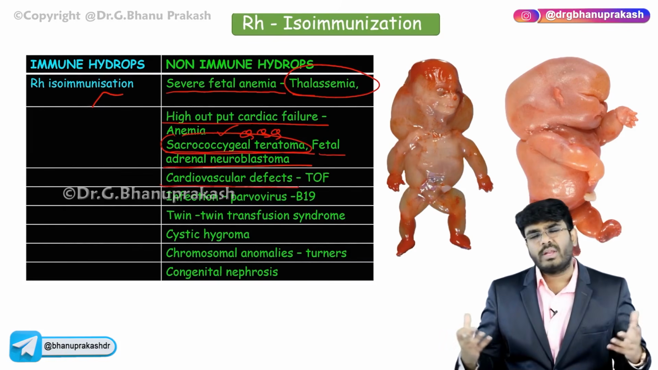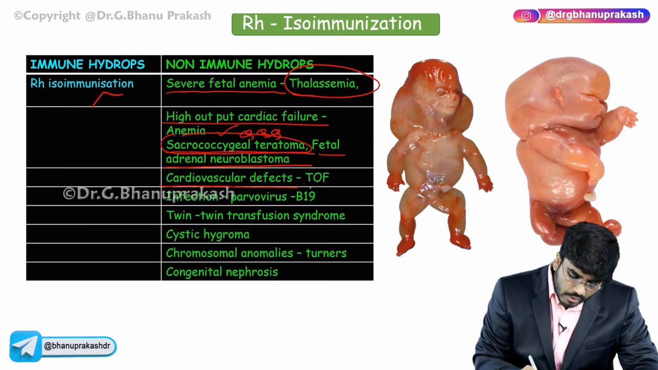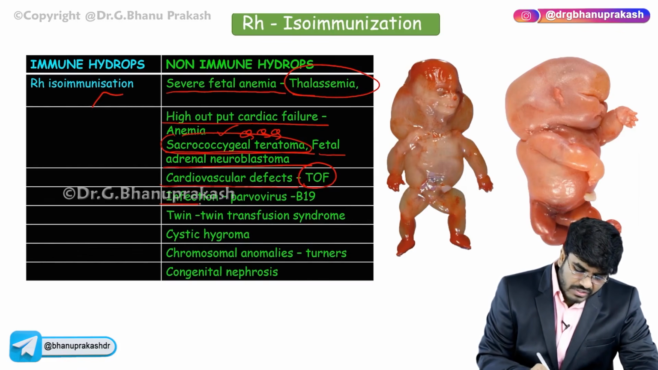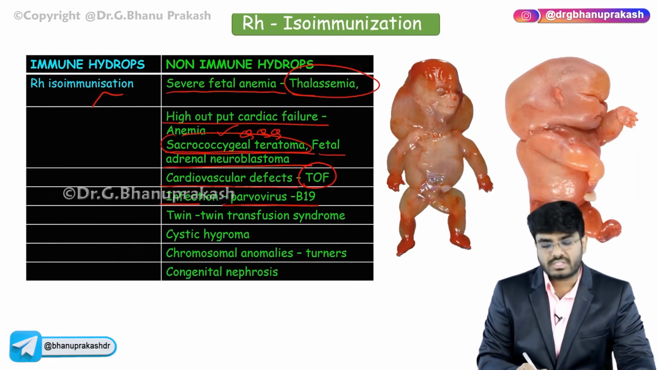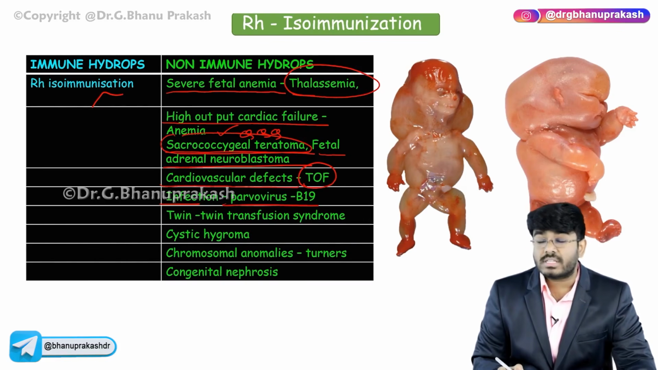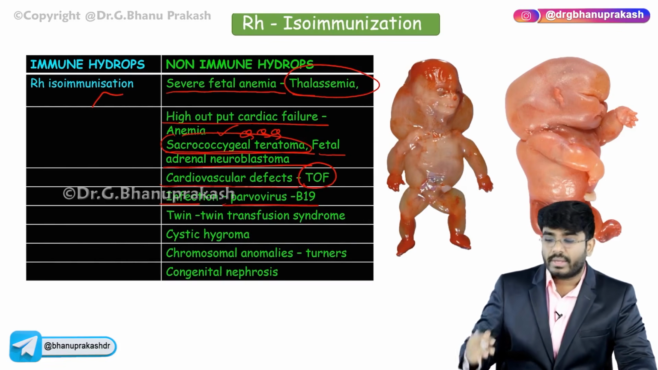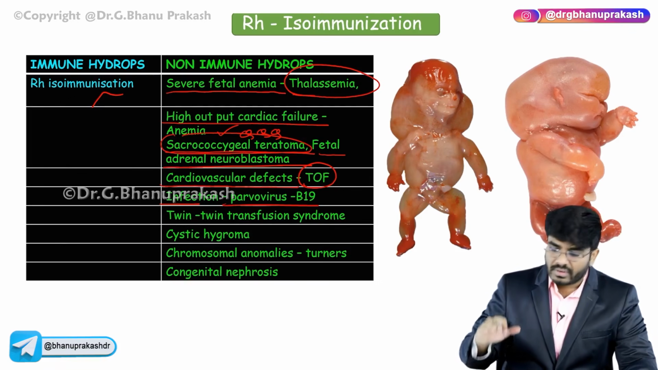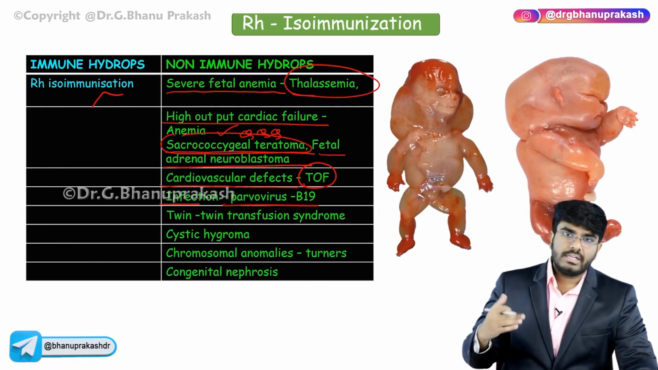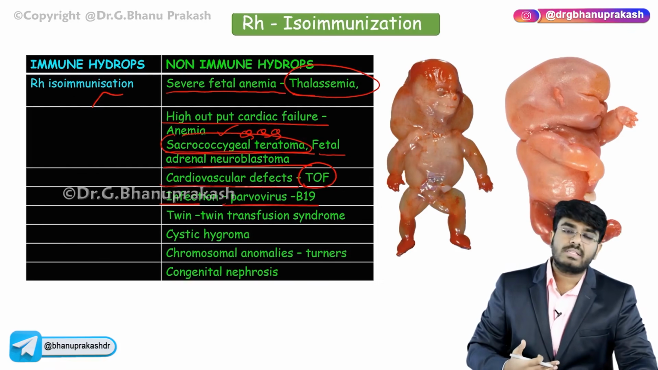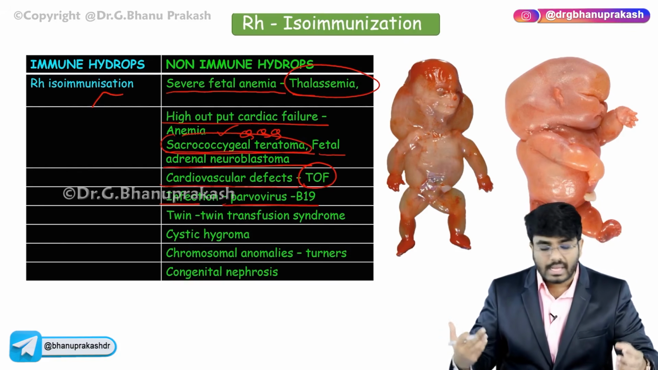If the heart is failing, fluid accumulates in the baby. So tetralogy of Fallot in the baby, and infections like parvovirus B19. We all know that parvovirus B19 is associated with pancytopenia. A severe anemia can happen in the baby. Whenever there is severe anemia, that can lead to high output cardiac failure, hyperdynamic circulation, that leads to fluid accumulation in the baby, Hydrops fetalis.